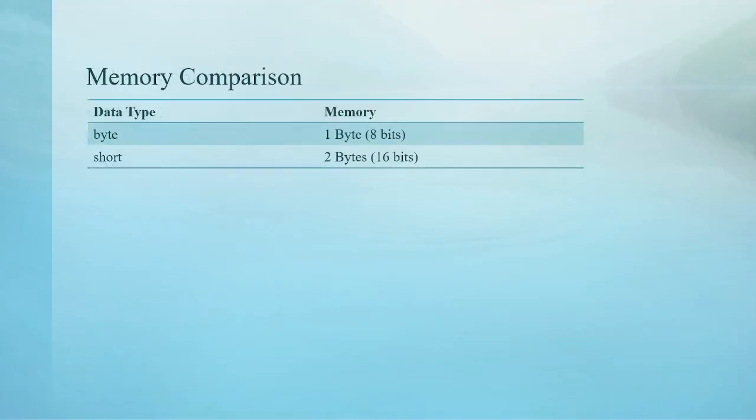So let's compare the byte and the short. A byte uses only one byte, which means 8 bits. A short uses 2 bytes, which is equal to 16 bits. Since the short has more bits, it can represent more values.